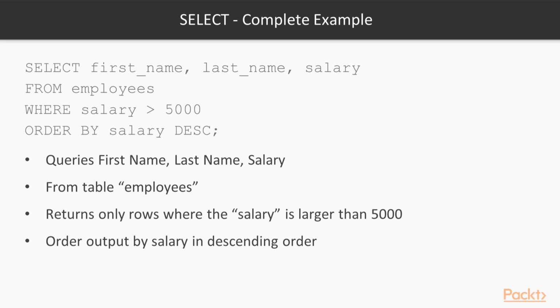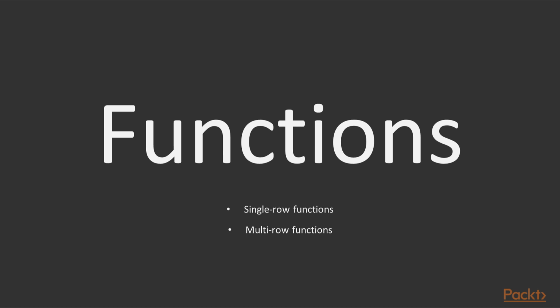SQL statements always have the same order of clauses. First, the select keyword, followed by the columns, then the from keyword, the table name, the where keyword, the conditions, then the order by keyword, and then the order clause. So now we have seen how a typical select statement is structured.